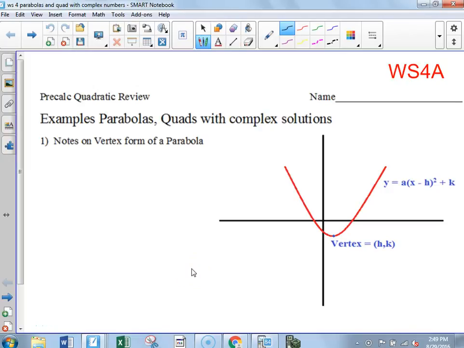Okay, so worksheet 4 is a little introduction to parabolas, and then we're going to review what we did last week. Remember, we solved by square rooting, completing the square, factoring, and quadratic formula. We're going to do all those things again today, but we're going to have some pretend imaginary answers mixed in there. Okay, so nothing horribly new.